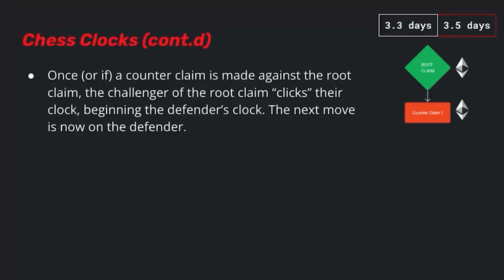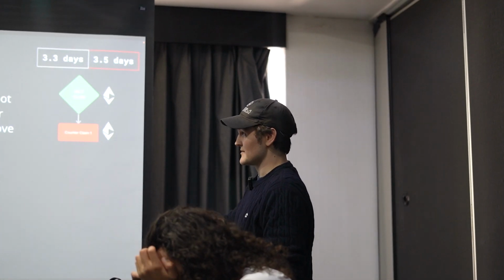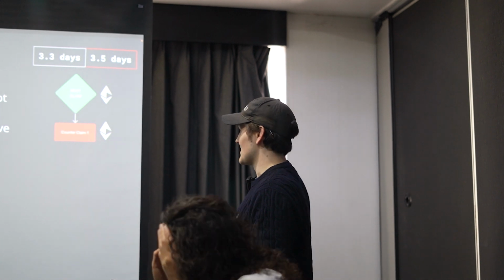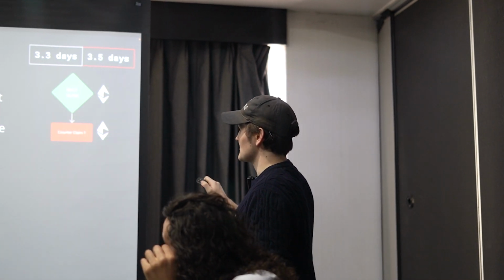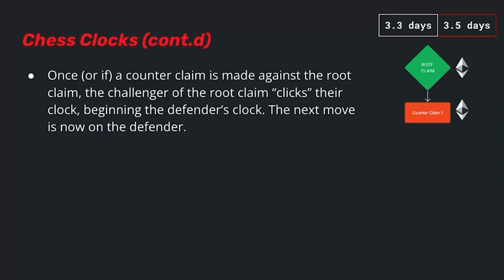So, if a counterclaim is made against the root claim, the challenger of the root claim clicks their clock, beginning the defender's clock. The next move is now on the defender. It took the potential challenger 0.2 days to actually respond. So their chess clock has gone down, they've clicked it, their clock is stopped, and now it's back on the person that made the root claim, or somebody that agrees with the root claim's trace, to come back in and create a counterclaim against this.